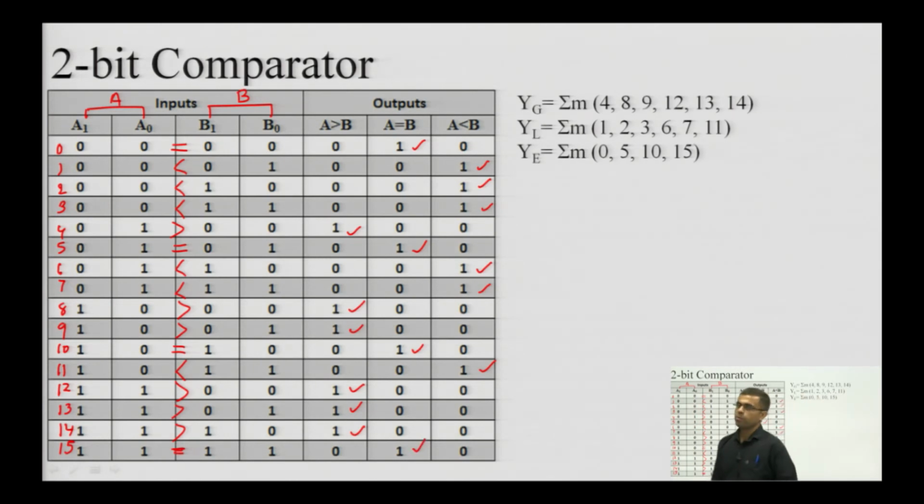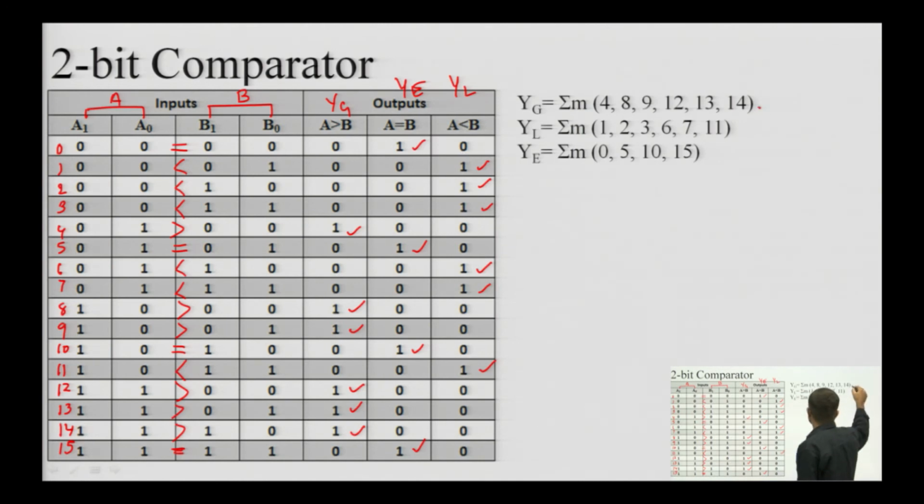So, in this way we have prepared this truth table, and from this truth table we can have the min terms. If we check this y g column, y e column and y l column, we can find the min terms. So, these are mentioned here.